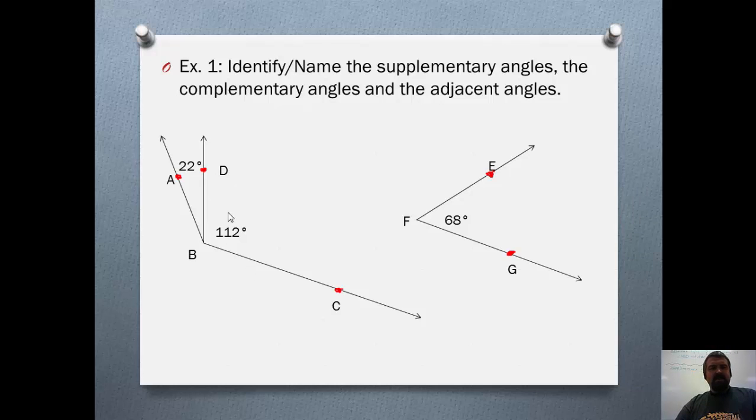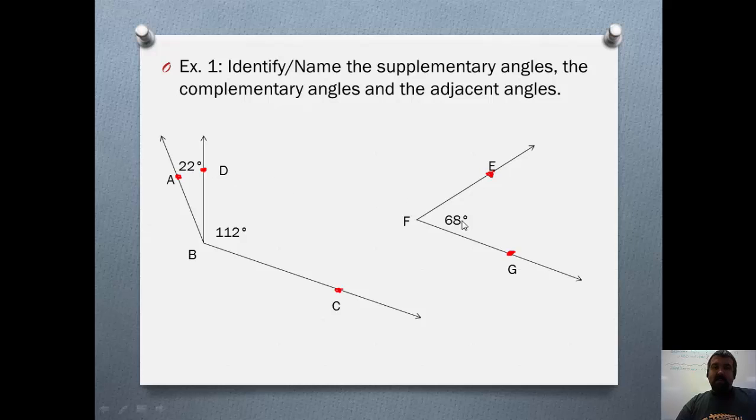The next thing, let's just focus on complementary angles. Two angles that when I add them together, they add up to 90. So when I look at this 22 plus 112, that's not going to work. That's going to be 134. If I look at 22 and 68, well, 22 plus 68 does happen to be 90. So at this point, angle ABD and angle EFG are both complementary. Please note that this one over here you could just call angle F because it's clear, but this one you would have to call angle ABD or angle DBA. So those two are complementary.